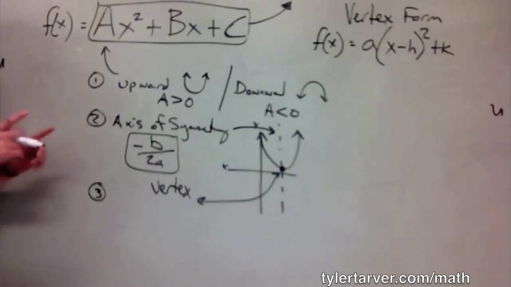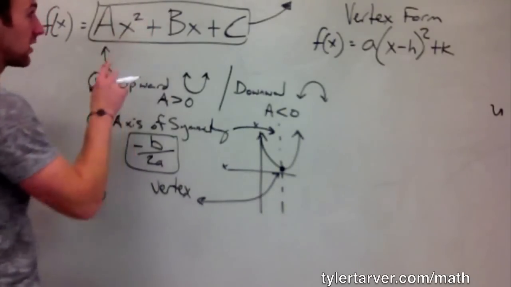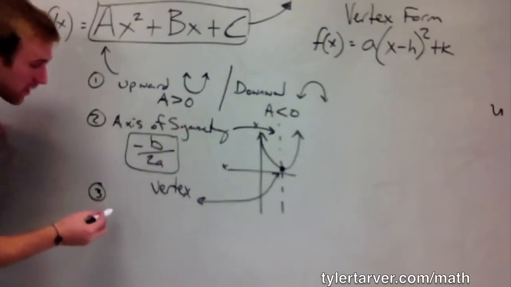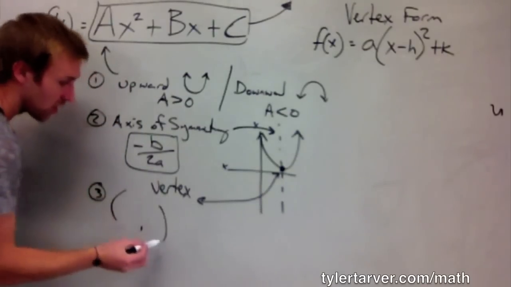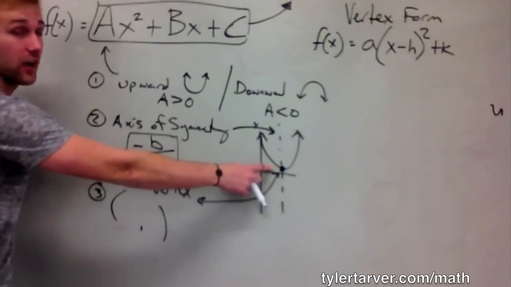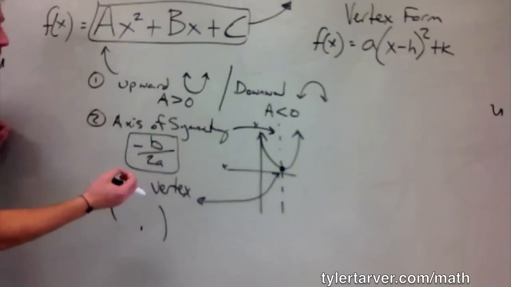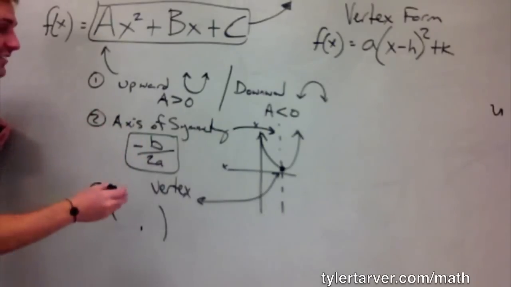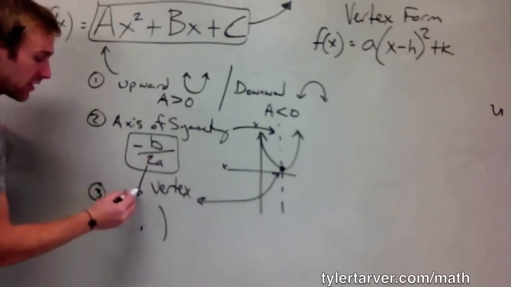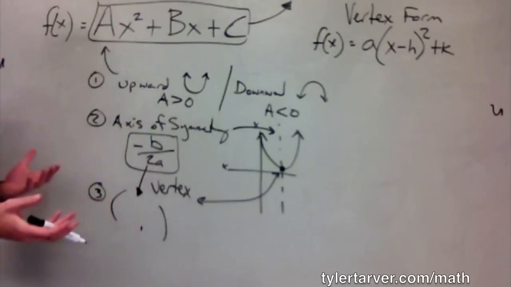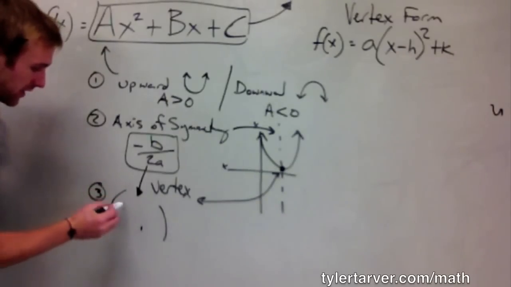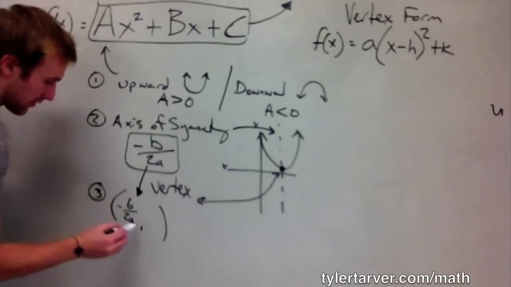Now, vertex. If you want to find the vertex by looking at our equation in standard form, all you got to do, what did I say? These things are going to be related. Look at that. The axis of symmetry goes through the vertex. Therefore, the x of the vertex will always be whatever the axis of symmetry was. That'll be negative b over 2a.